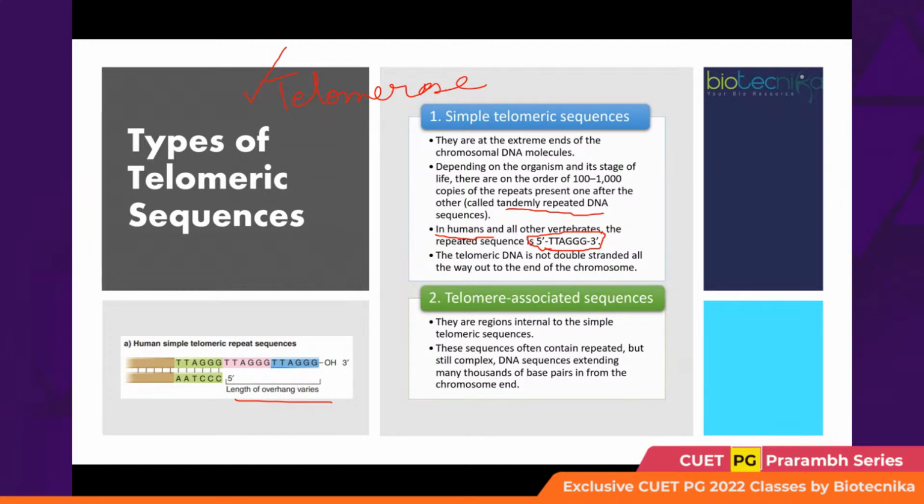This telomerase is only active in the adult germline cells, in the fetal cells, or in the tumor cells. In the rest of the somatic cells of the body, telomerase is inactive. So because telomerase is inactive, what happens in those cells? DNA polymerase can synthesize only till here. So every time DNA replication happens, the size of the chromosome keeps on decreasing. And that is also considered as one of the main reasons behind aging.